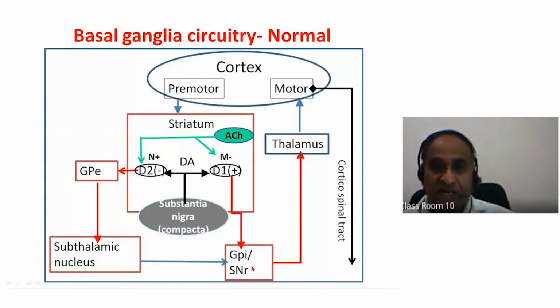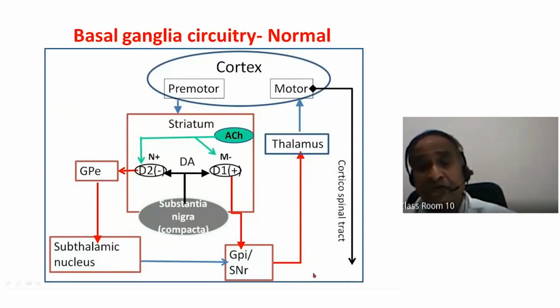That's one part. And from GPI and SNR, there is an additional output to the pedunculopontine nucleus or pontopeduncular nucleus, controlling the posture regulating mechanisms. That is the direct path. So this is the direct path.